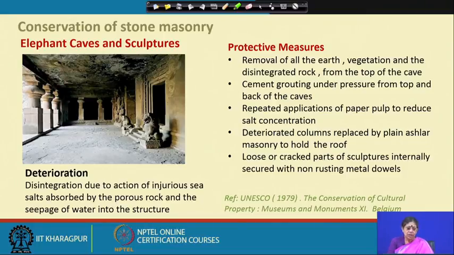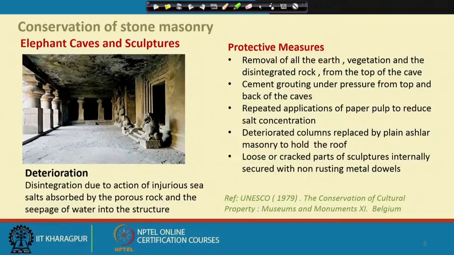Some of the sculptures or structures are actually part of the missing. There is no attempt to rebuild that, but whatever is there to hold them in place was very important. So, non-rusting metal dowels were required, and they were secured with that, and cracks filled up with suitably colored mortar. So, these are in general the protective measures which are done for the elephant caves and the sculptures, and it is a continuous process which is going on.